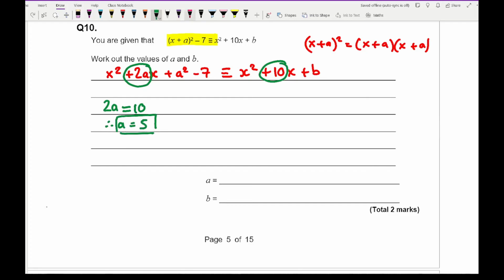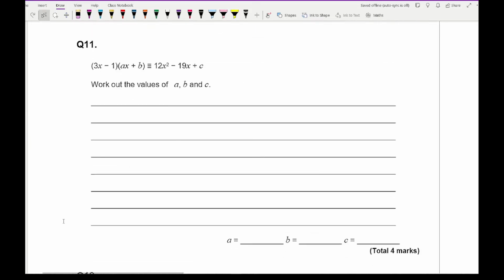And then moving on to the constants, everything that hasn't got an x on the left hand side, which is all of this, and everything that hasn't got an x on the right hand side, which is b. So here we've got a squared minus 7 equals b. Now we know that a is 5, so that's 25 minus 7 equals b. So b therefore is going to equal 18. So here we've got a equals 5 and b equals 18. Moving on to the next question.